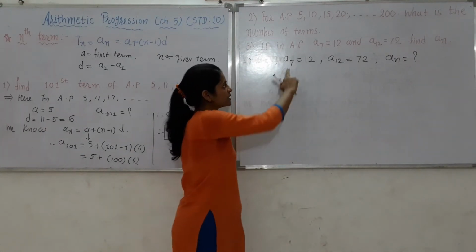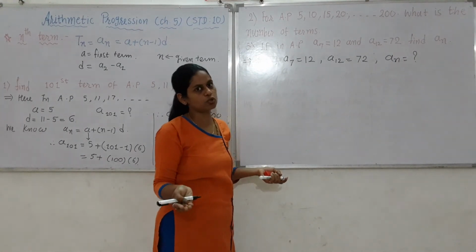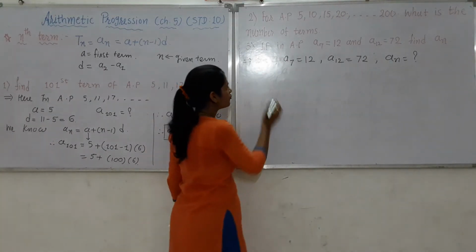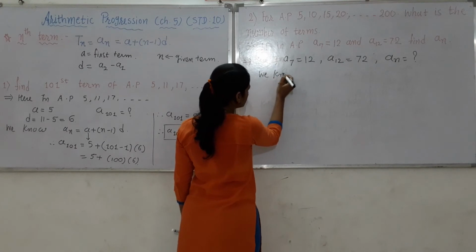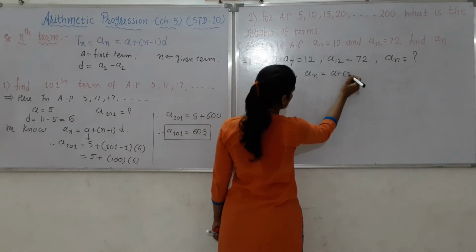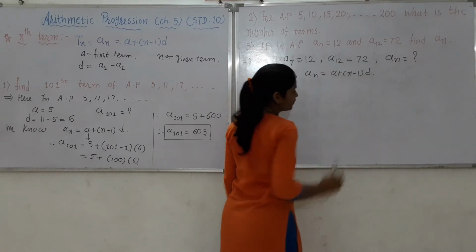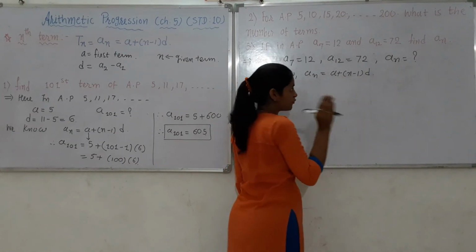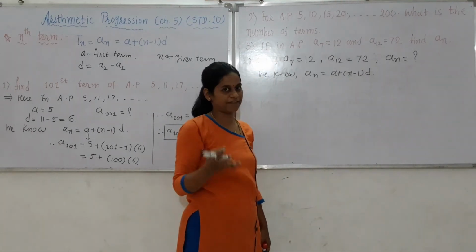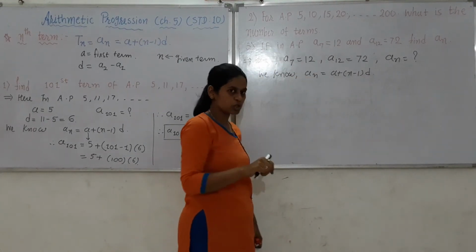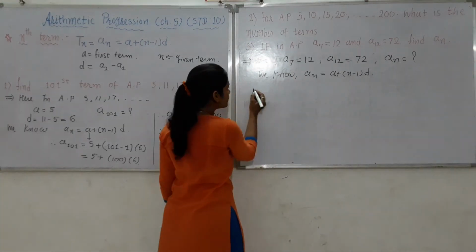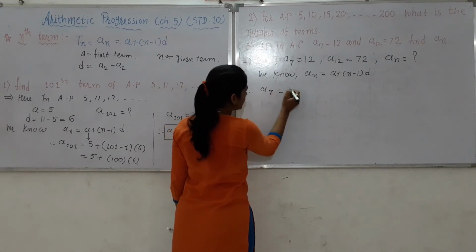So definitely this is related to AN, that's why you should use the AN formula, that means the nth term formula. We know AN is equal to A plus n minus 1 into D. So to find AN, first of all you want to find the values of A and D. How can you find them? Definitely, whatever is given in your question, you should use it and find the required thing.